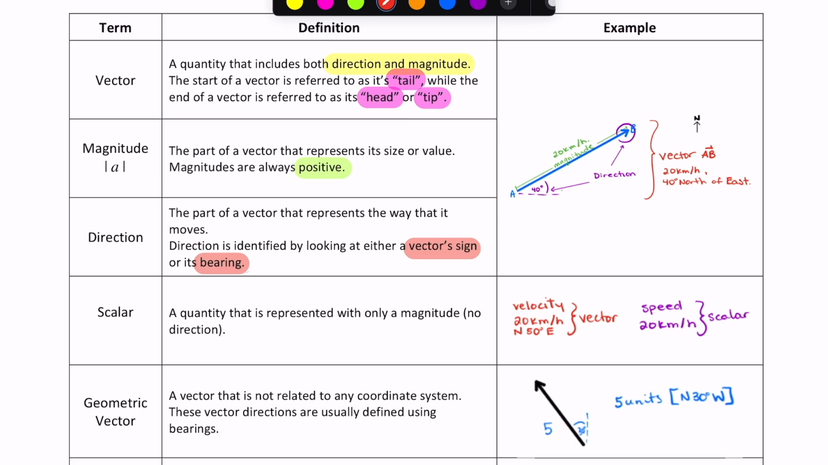If we look at this example that is provided for us on the right, we see that it goes from A to B. A would be the tail, and then the end of the vector, which is at B, would be its head or its tip. Here we see that the magnitude from A to B, so that's the size or the value, is 20 kilometers per hour, and we see that that is positive. The direction here, we can see the direction that it's moving. It's 40 degrees and it's north of east.